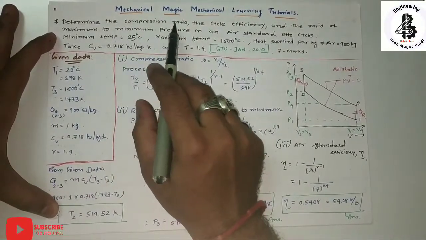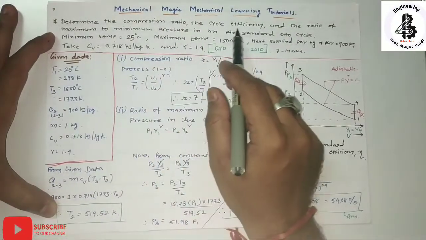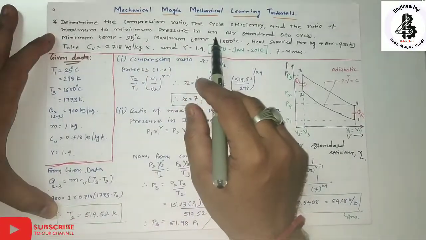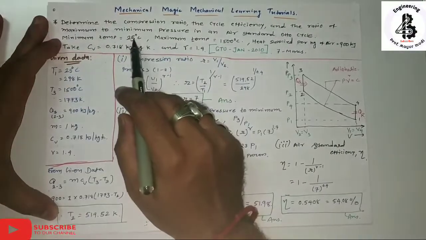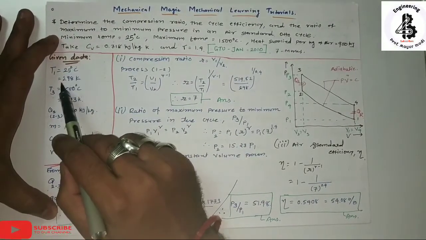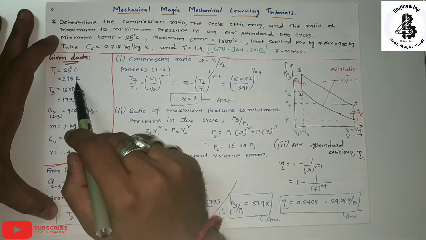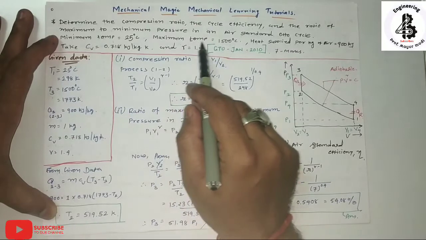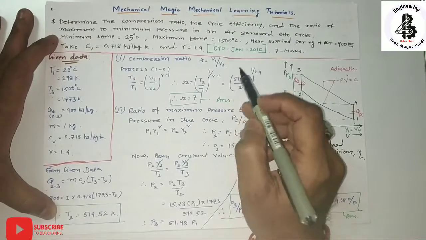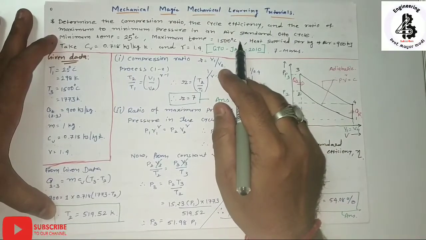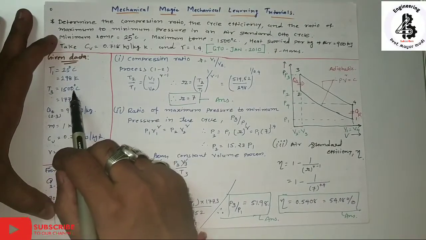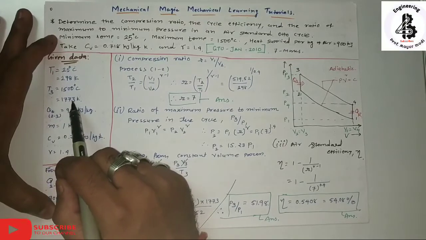Determine the compression ratio R, the efficiency and the ratio of maximum to minimum pressure of an Otto cycle. Minimum temperature is 25 degrees centigrade, so T1 is 25 degrees centigrade, which converted into Kelvin is 298 Kelvin. The maximum temperature of the cycle is 1500 degrees centigrade. In the Otto cycle the maximum temperature occurs at point 3, so T3 is 1500 degrees centigrade, that is 1773 Kelvin.